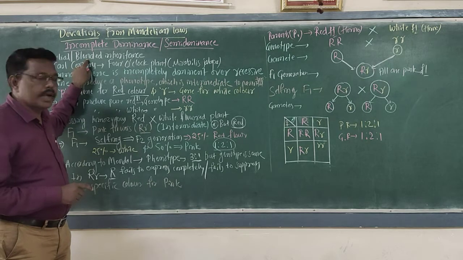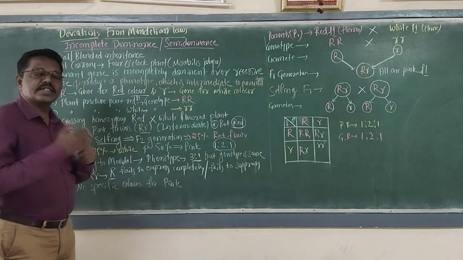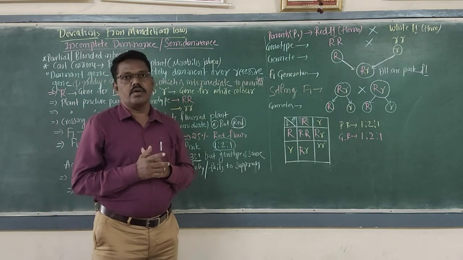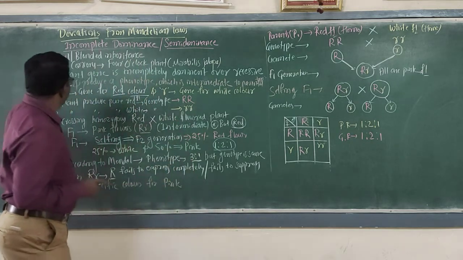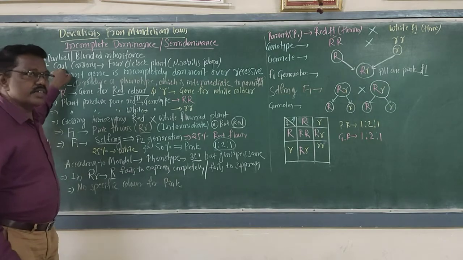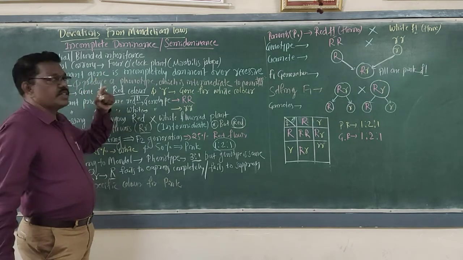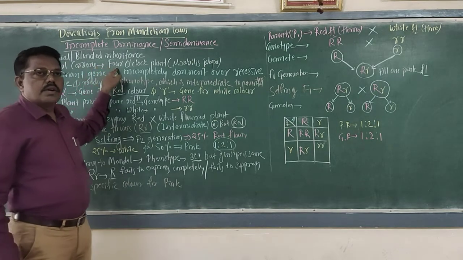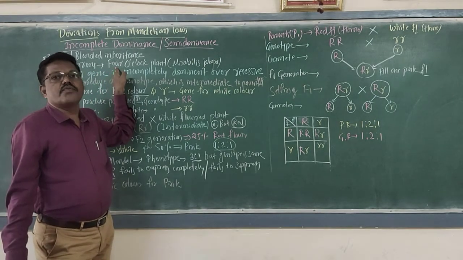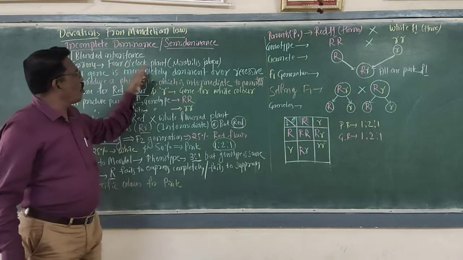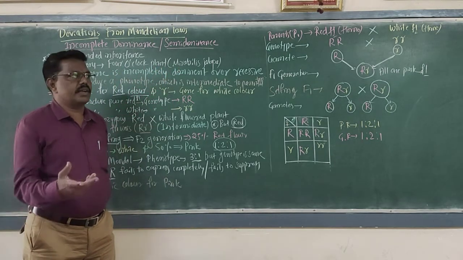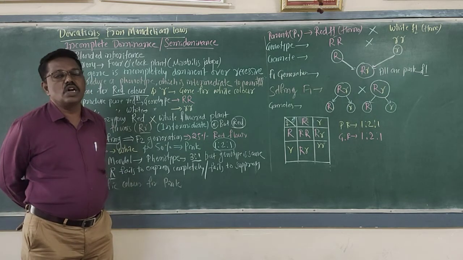Or you can call it blended inheritance, or partial inheritance. The best example is snapdragon. Then Mr. Carl Correns, he is also a great scientist among the geneticists. He was working on a plant called the four o'clock plant, scientific name Mirabilis jalapa. Or you can take snapdragon as an example.